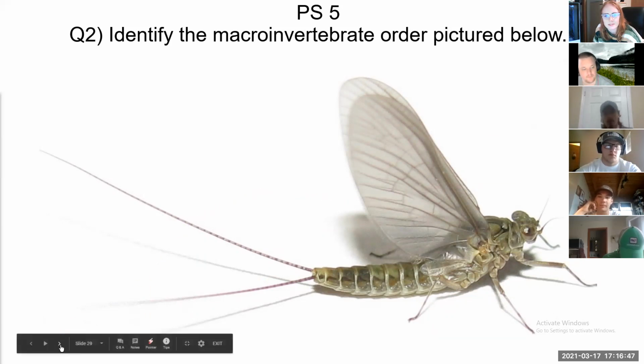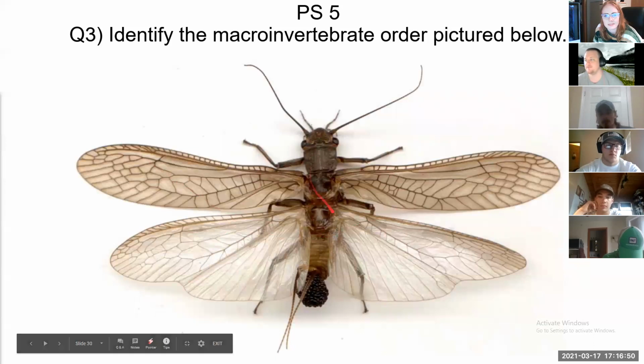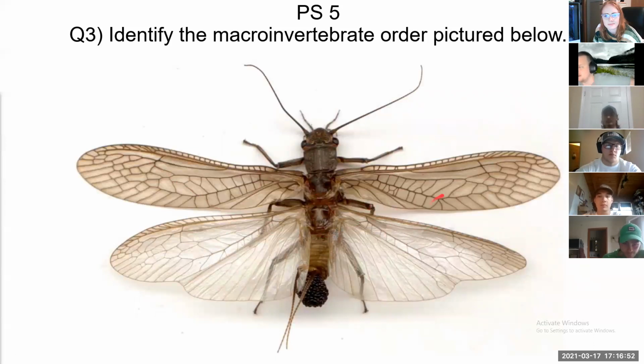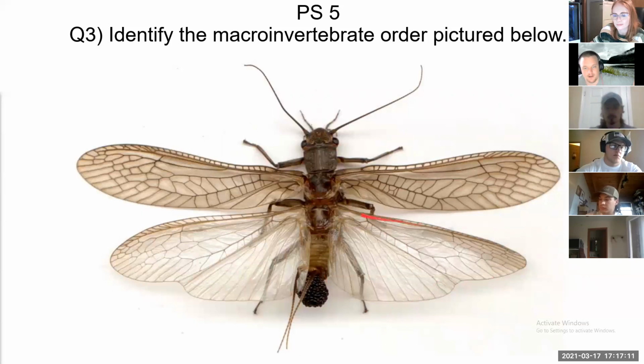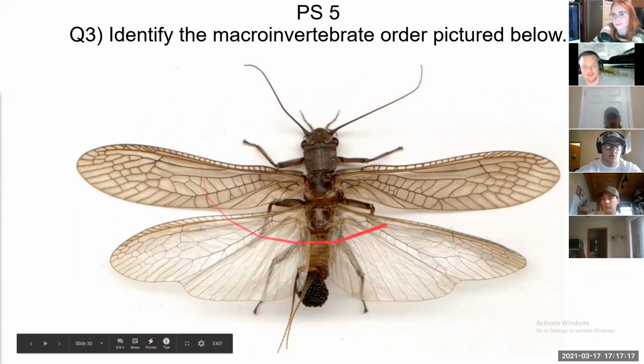Let's see. That leaves 1 left. We had more disagreement on this one. So yeah, I think Kay pointed out these segmented tail filaments, right? That's a pretty good giveaway. Also, the real wide hind wings and the narrow front wings. So I'd put that as Plecoptera.